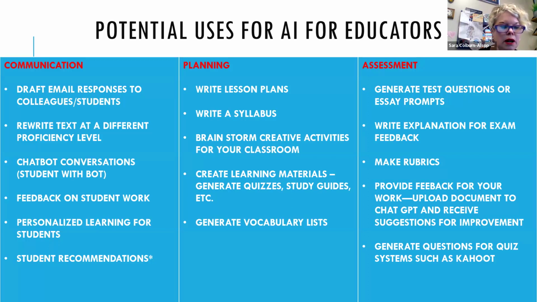Feedback on student work, personalized learning for students, student recommendations. Now I starred these because, again, it's on you to decide how much of this should be my work and how much should be AI. I starred that because I'm not sure I would feel completely comfortable having Chat GPT write the whole recommendation for me, but I would write a recommendation and then put it into Chat GPT to make sure it's edited correctly, maybe touch on certain things. So I would use it in that way.